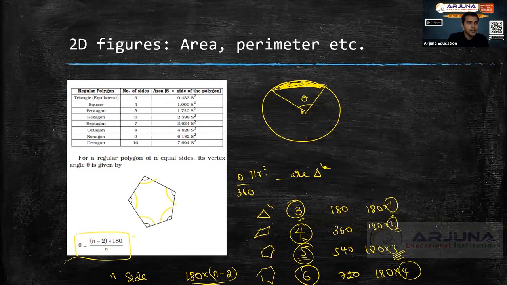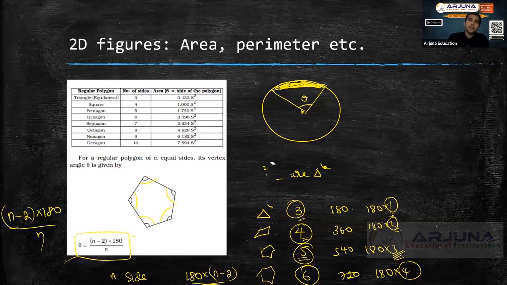Yes, total angle I will divide by n. That is (n minus 2) into 180 is the total angle. I will divide by n. Okay, so this is about the vertex angle of a particular polygon. You can apply this formula for triangle, quadrilateral, anything, it works. For triangle and quadrilateral you don't have to apply it, but in general, for any polygon it works.